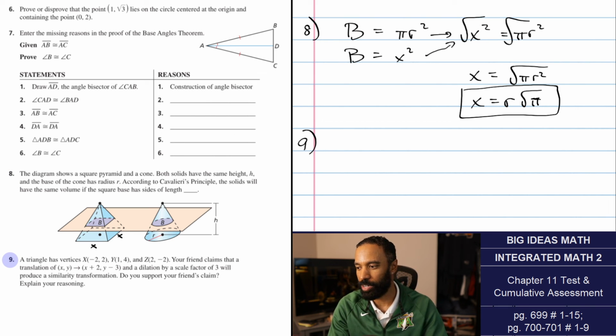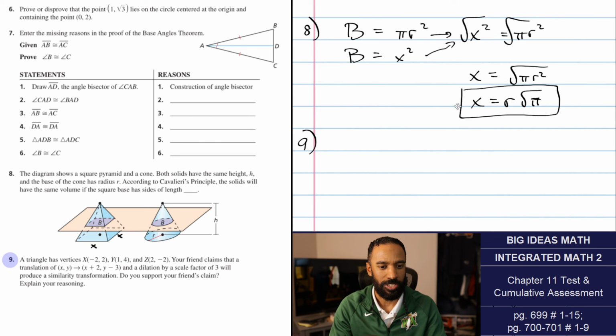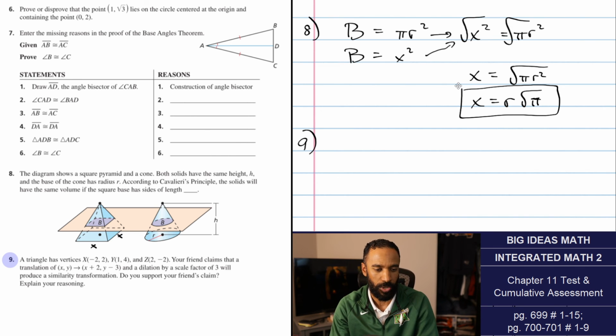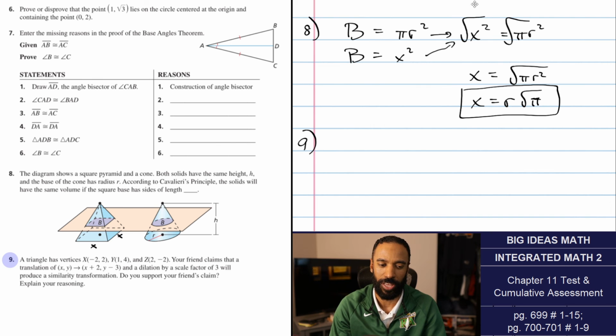A triangle has vertices of X, Y, and Z. Your friend claims that a translation of this and a dilation by a scale factor of this will produce a similarity transformation. Do you support your friend's claim? Explain your reasoning.